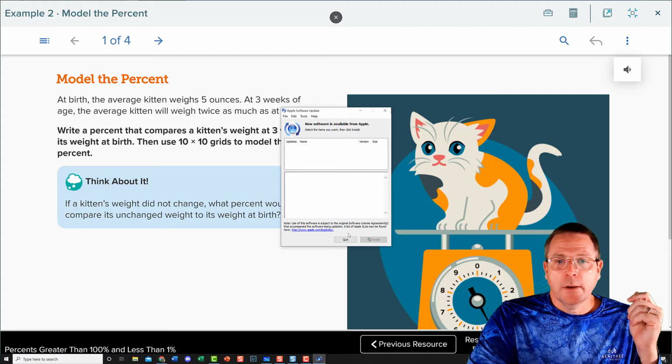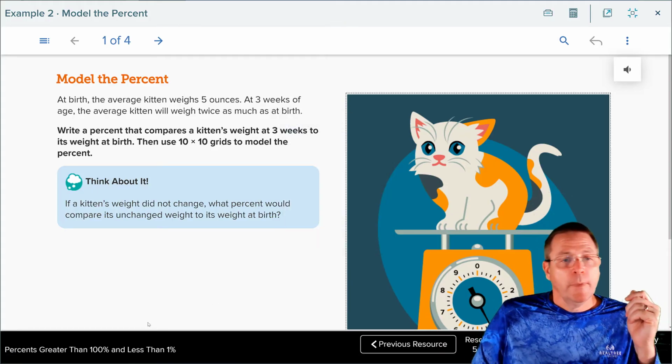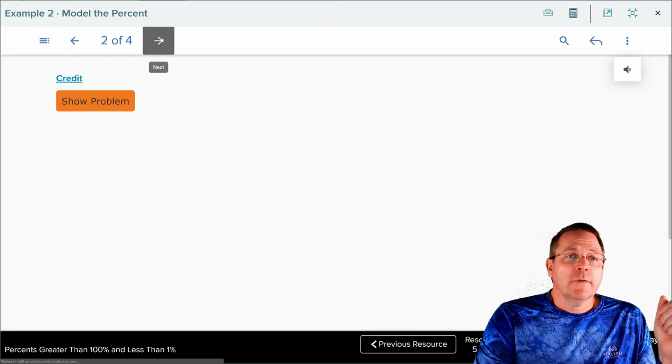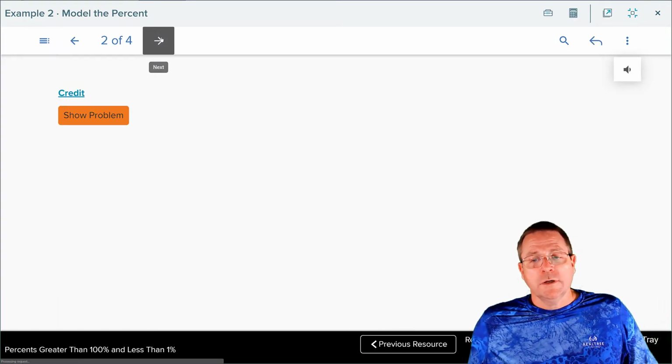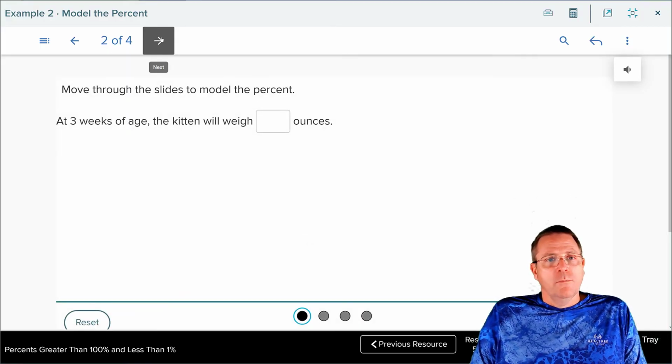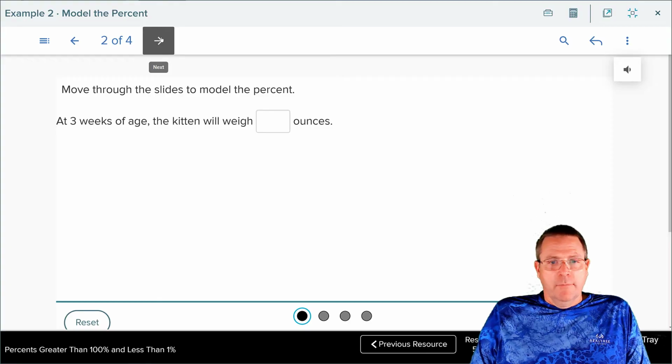Let's cancel that. We do not want to do that. What percent would it be? It'd be 100%. But that's not what we're looking for. We're looking for doubling the size of a cat, or at least its weight. So move through the slides. If you have this on your device, pause your recording and try to do it on your own, and then go from there.